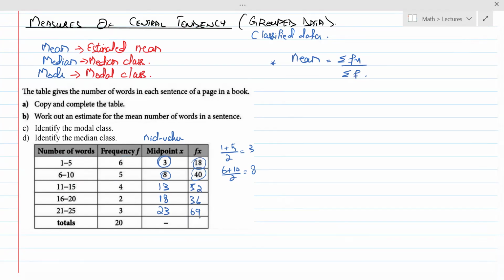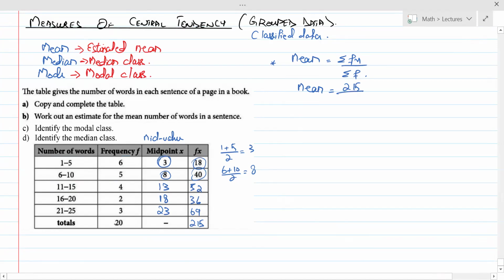So if you sum them up, you'd get 69 plus 36 plus 52 plus 40 plus 18. That will result in 215. So mean here in this case would be summation fx, which is 215, upon summation f.